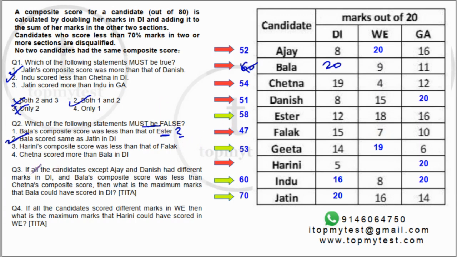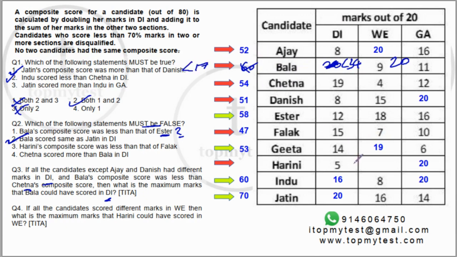If all the candidates except Ajay and Danish scored different marks in DI, and Bala's composite score was less than Chetna's. So Bala has to score less than 54. What can be the maximum marks that Bala could have scored in DI? Okay, now he already has 20 marks here. He has to score less than 34 in composite score, which means his DI score has to be less than 17.